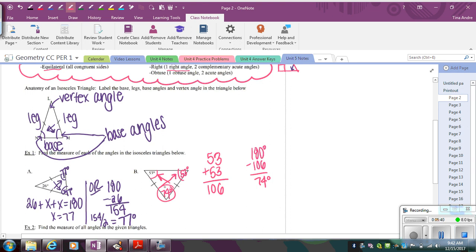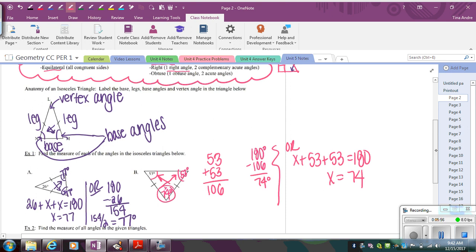Again, the other option would be to put an x here, and then you set up your equation. You could have said x plus 53 plus 53 equals 180. And in the end, you get the same answer. So both are totally perfect options, whatever you think's easier.